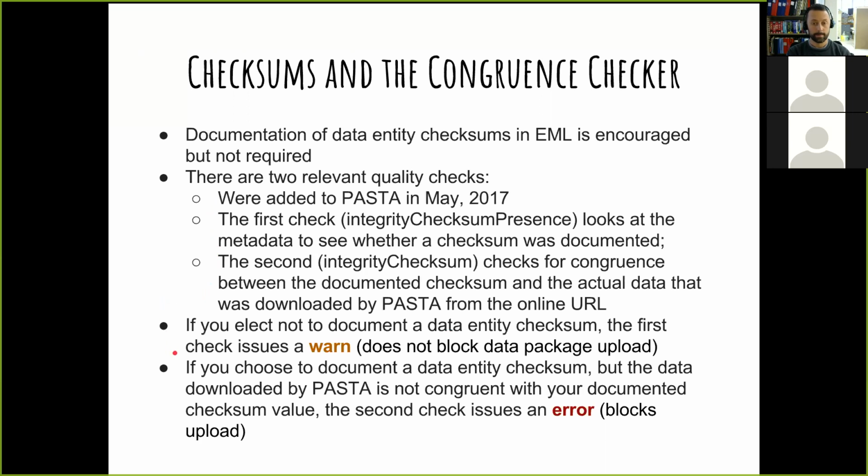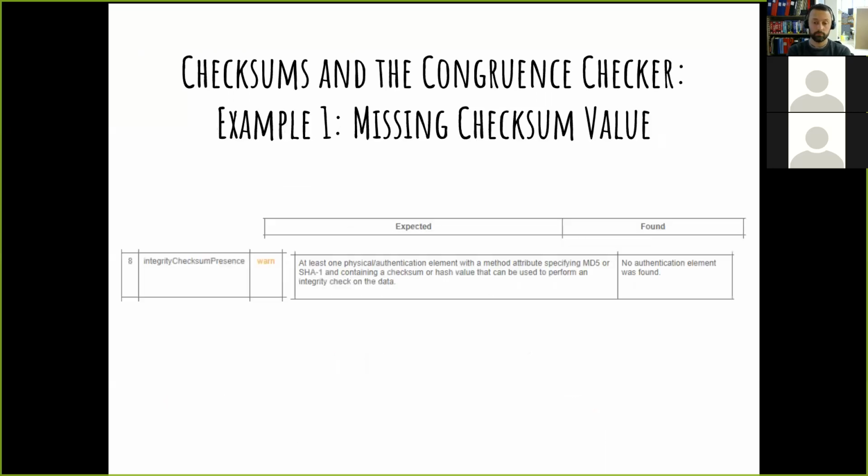If you elect not to document a data entity checksum, the first check just issues a warn, but that does not block data package upload. If you choose to document a data entity checksum, but the data downloaded by Pasta is not congruent with your documented checksum value, the second check issues an error, which does block upload.